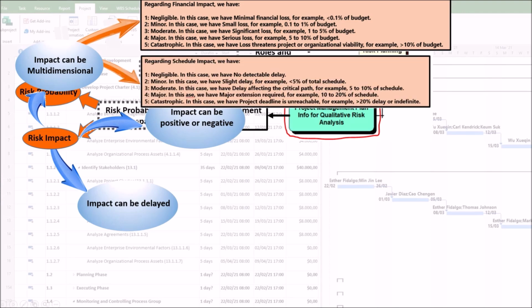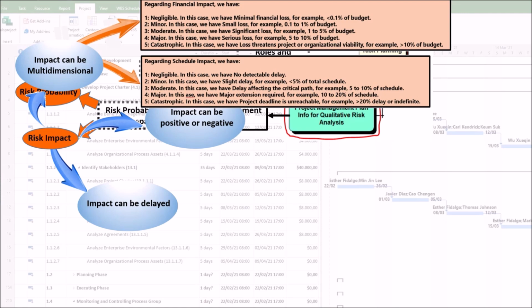Regarding schedule impact, we have first, negligible. In this case, we have no detectable delay. Second, minor. In this case, we have slight delay. For example, less than 5% of total schedule. Third, moderate. In this case, we have delay affecting the critical path. For example, 5 to 10% of schedule.